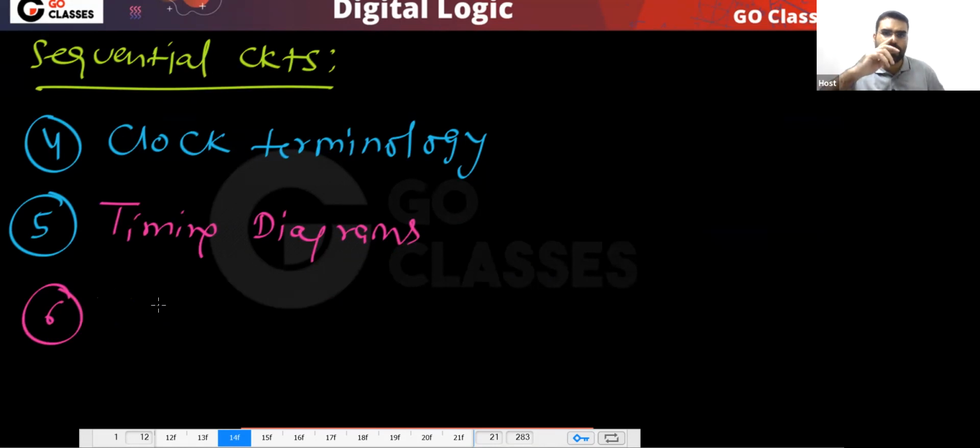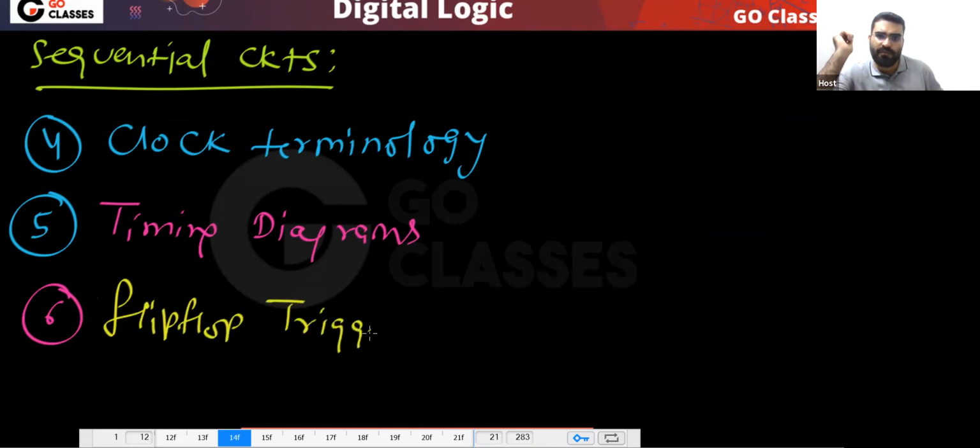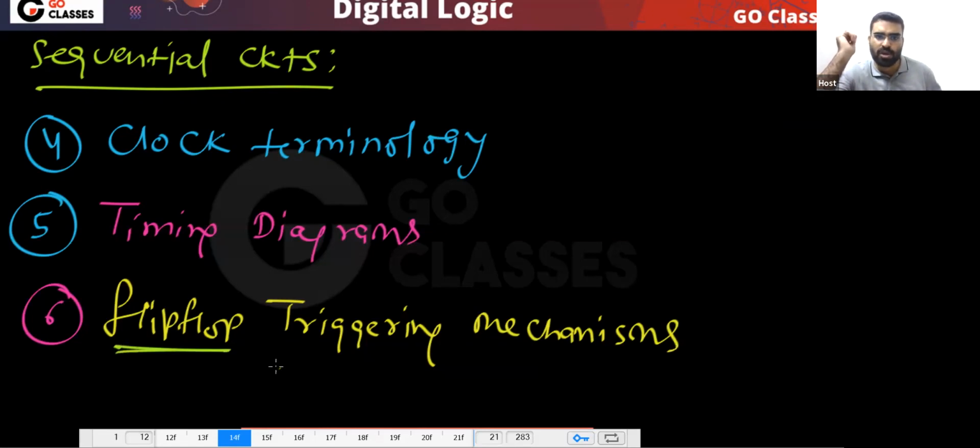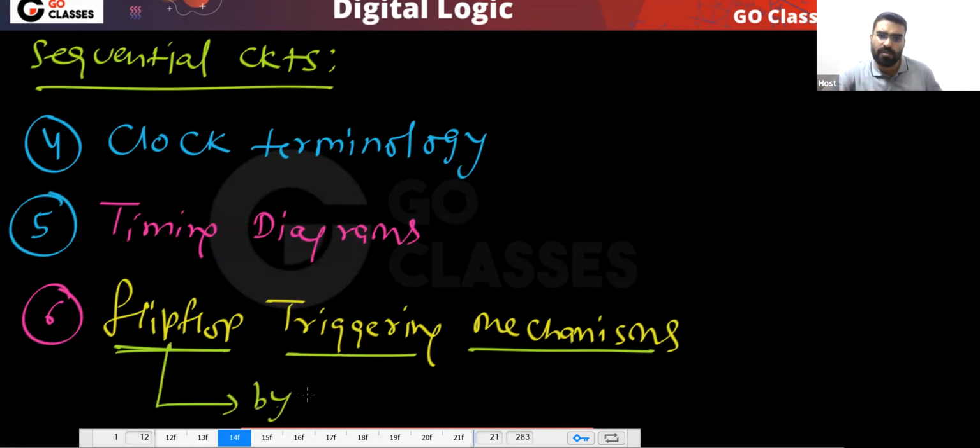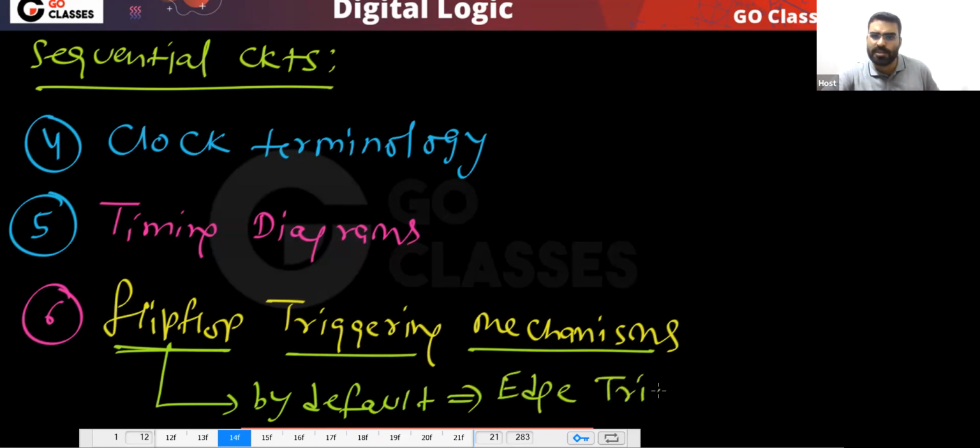Now you tell me, is this triggering a property of clock or flip-flop? This is a property of flip-flop, not a property of clock. A flip-flop can be positive edge triggered, negative edge triggered, or level triggered. But by default, a flip-flop is edge triggered.